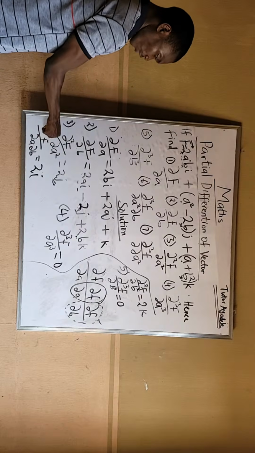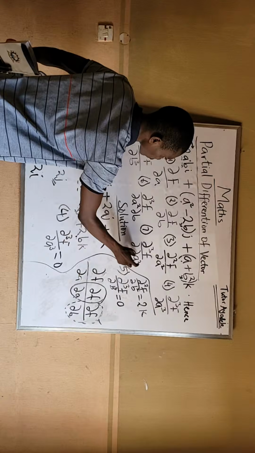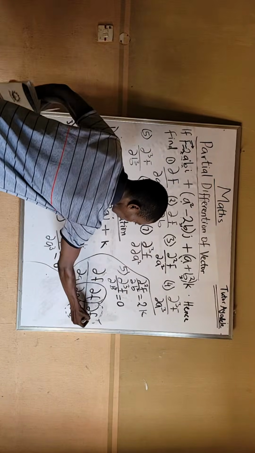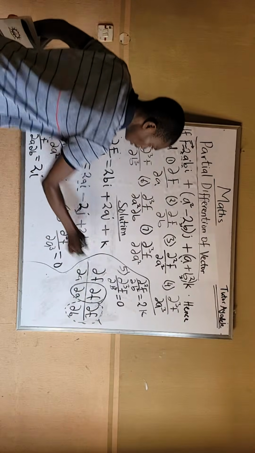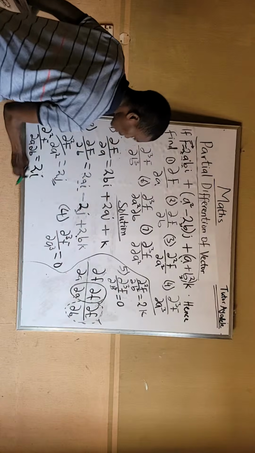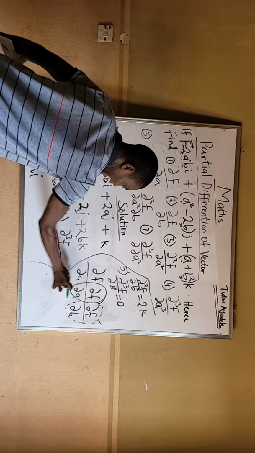Now, we are not looking for this. The question does not ask us to look for this. It's asking us to look for what? To look for this, which is the third one. Now, for the first one we differentiate, we have this. For the second time, when we differentiate this one with respect to a, we have this. So whatever we have now, which is this, we are going to differentiate for the third time with respect to what? A again.